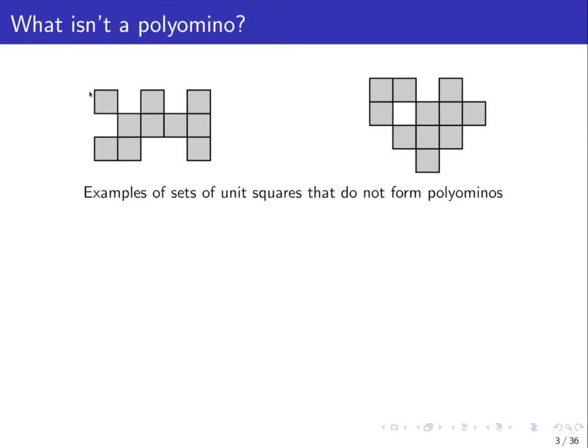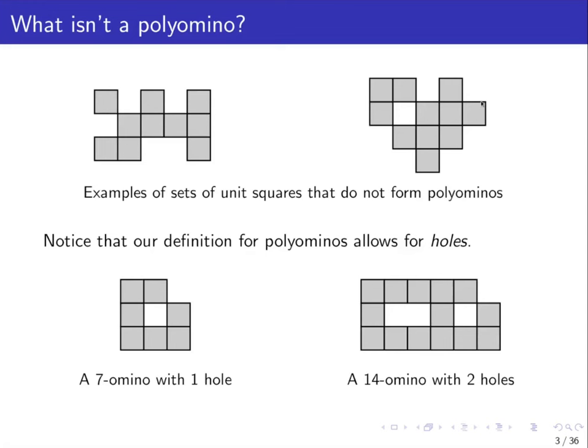We see that this cell isn't connected edgewise to this set of cells, which are connected edgewise, and similarly, this set of cells isn't connected to this set of cells edgewise, and so both of these wouldn't be considered polyominoes. Notice, however, that our definition for polyominoes does allow for holes. So here we see a 7-omino with one hole, and here we see a 14-omino with two holes.